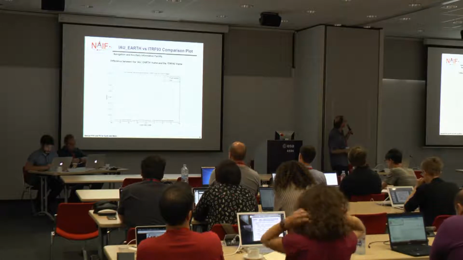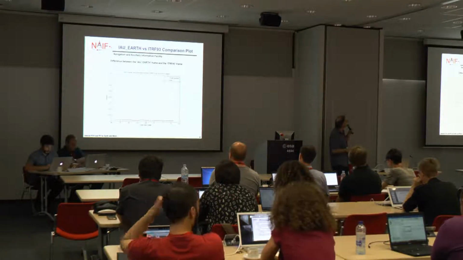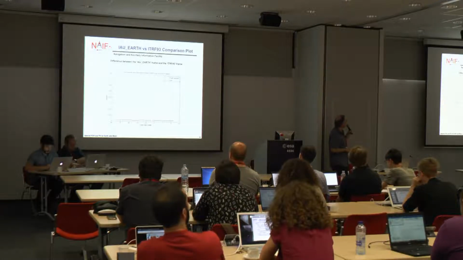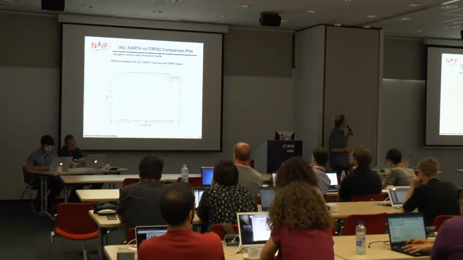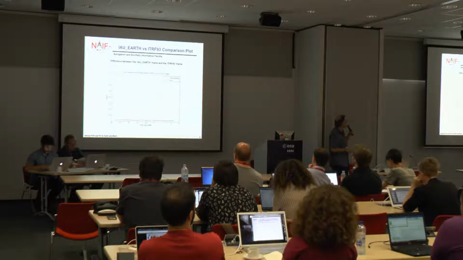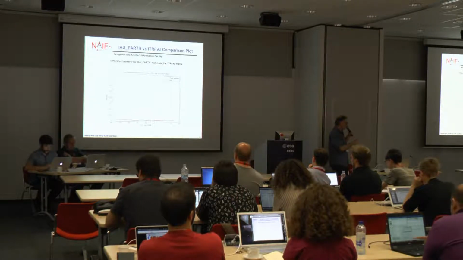So here's a graphic representing the difference between IAU Earth and ITRF93. And we can see that the prime meridian has this enormous bias here. The pole has a much smaller error, but in any case, this diagram alone shows that you don't want to use IAU Earth for anything that requires high accuracy.